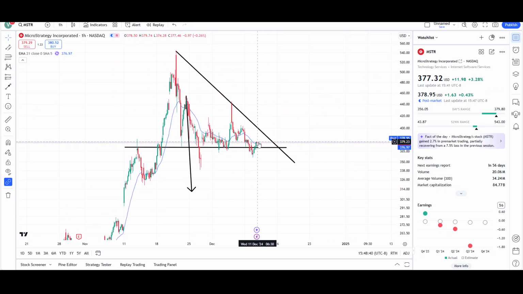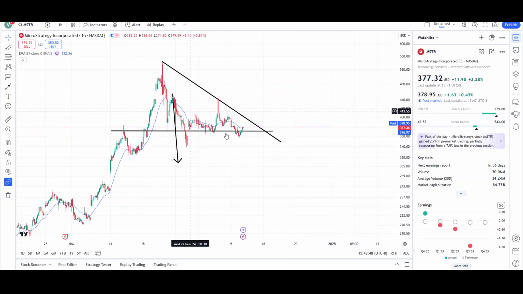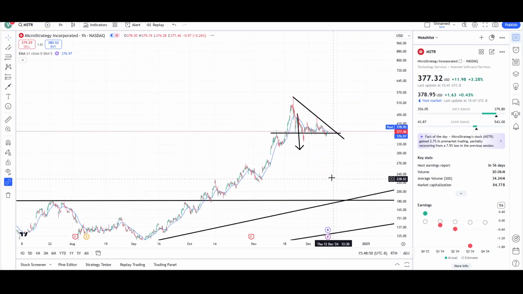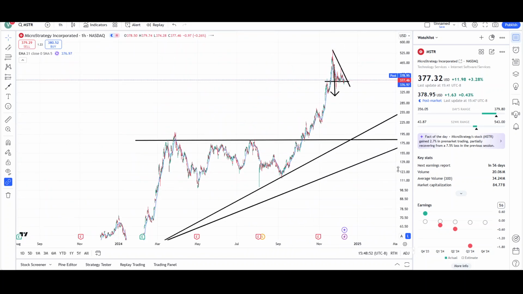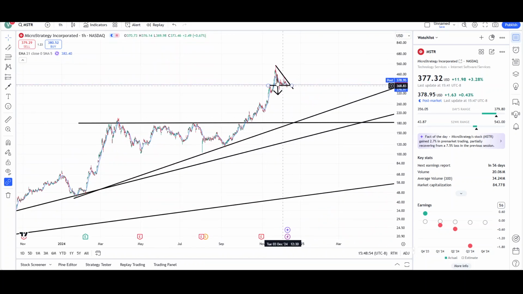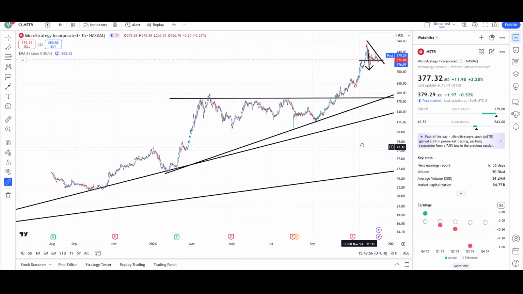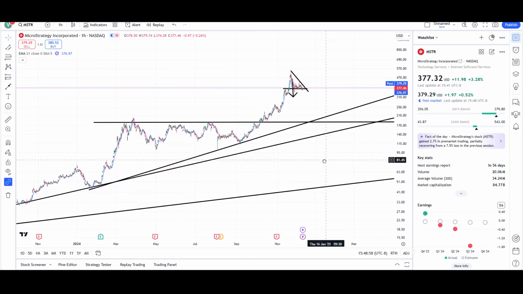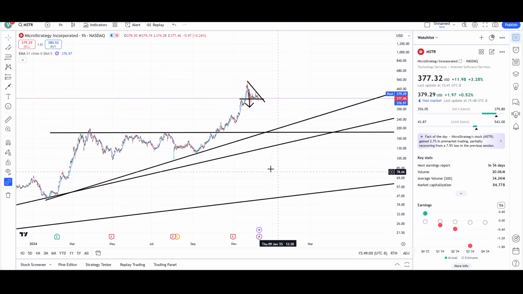We might just continue to chop around, trade sideways, see an impulse up, see an impulse down, in this mid $300 level to the high $300 level. But overall, it's still a pullback in a long-term uptrend. It can terminate anytime. I'm expecting it to make a new high eventually for MicroStrategy. It's very bullish. Bitcoin is looking very bullish. And that's all I have for MicroStrategy.